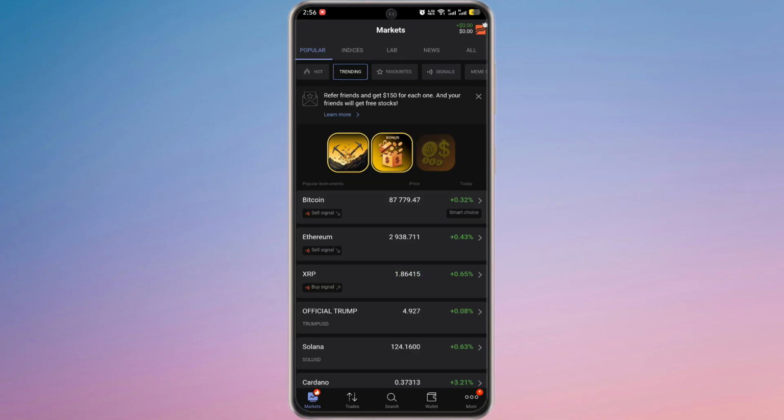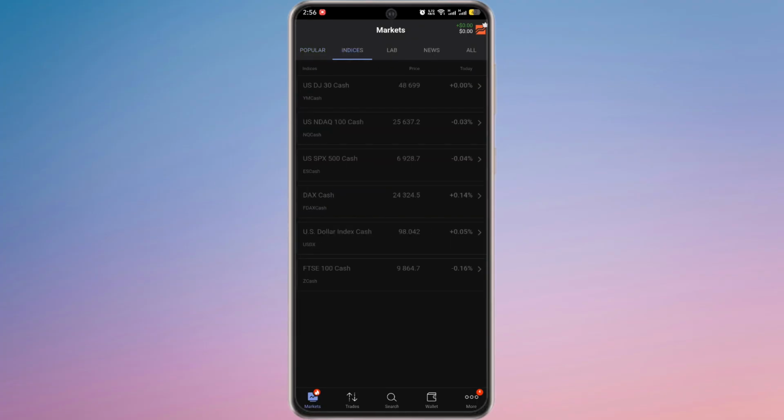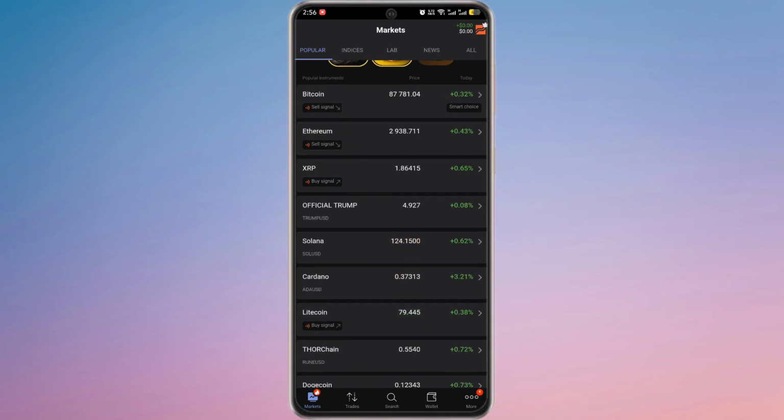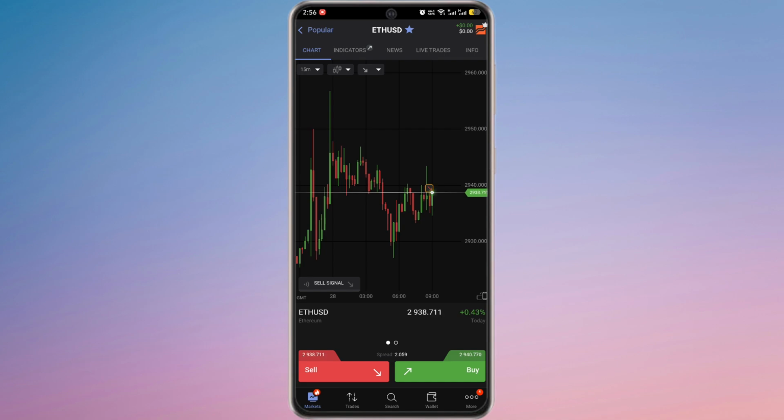Next, select the stocks and indices categories to see a list of available assets. Browse through the stocks of companies or global indices you want to trade. You can view details like current price, historical performance, and market trends before making a decision.